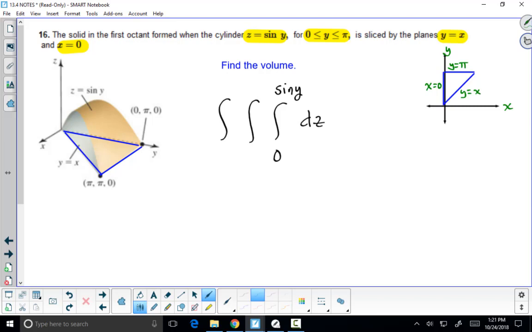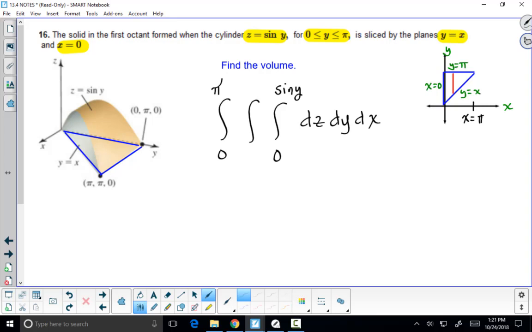What do you want? Vertical. Vertical is always the more intuitive way to go. So let's go with that. So there's our vertical element. So vertical element means that the constant limits are going to come from which, x or y? X. So we're going to go dy dx, and the x limits are going from 0 over to pi. Well, if this is y equals x and that's y equals pi, then that has to be x equals pi right there. So we're going to go from x equals 0 to x equals pi.